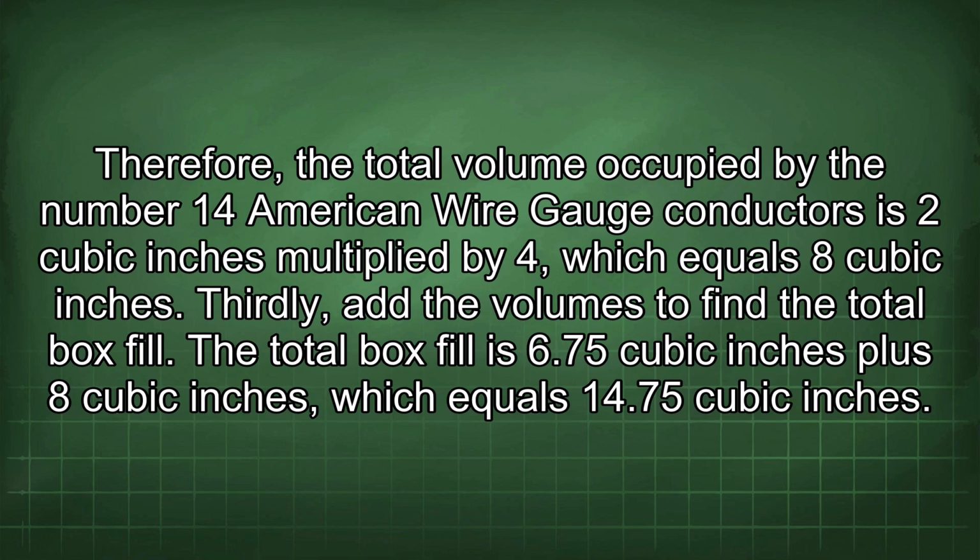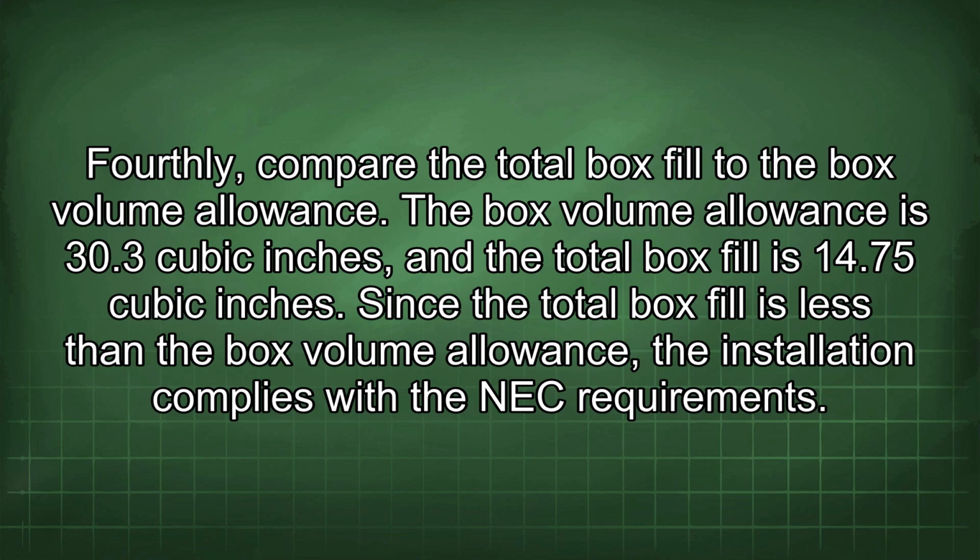Thirdly, add the volumes to find the total box fill. The total box fill is 6.75 cubic inches plus 8 cubic inches, which equals 14.75 cubic inches. Fourthly, compare the total box fill to the box volume allowance. The box volume allowance is 30.3 cubic inches, and the total box fill is 14.75 cubic inches. Since the total box fill is less than the box volume allowance, the installation complies with the NEC requirements.